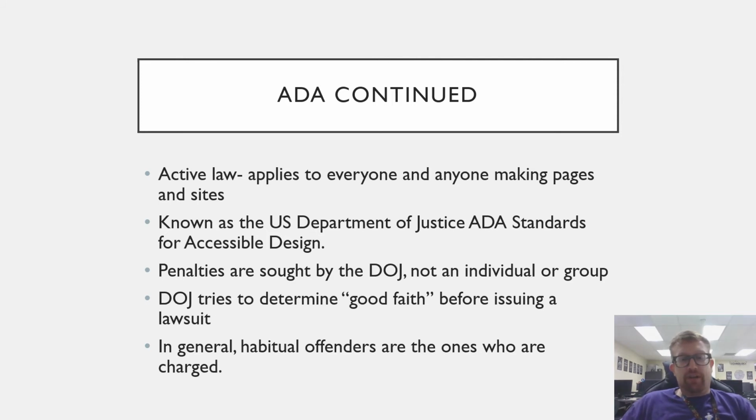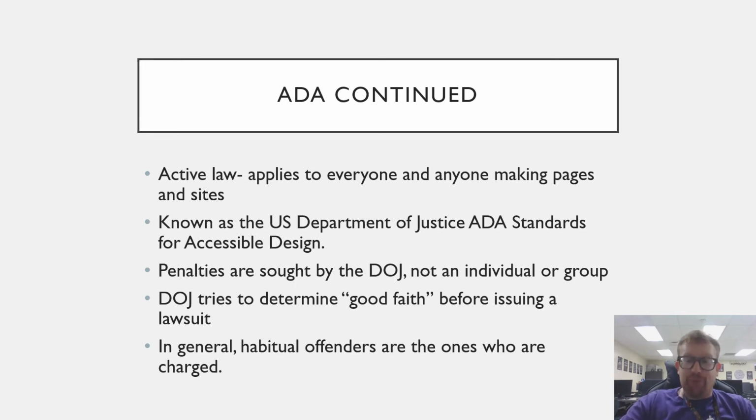The penalties are sought by the Department of Justice, not an individual or group. So they're through the U.S. Department of Justice. The Department of Justice tries to determine good faith before issuing a lawsuit. What this is saying is they're not just going to be like, oh, you're not accessible, oop, you're not accessible, and start issuing lawsuits. No. They want to see if you've actually made an attempt, you're doing the work to make it accessible, and things of that nature. They're going to look and see, and if it's really something major, they'll probably try and reach out and have you try and correct it.